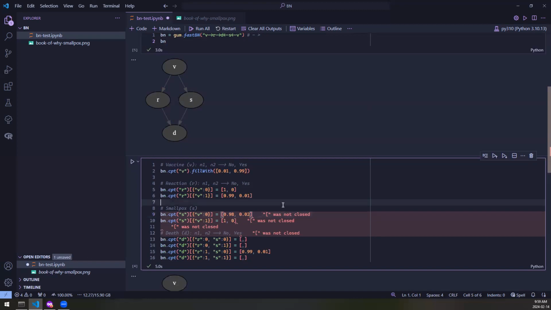Okay. Yes, the code is saying it wasn't closed. I don't know why it's still insisting on that.